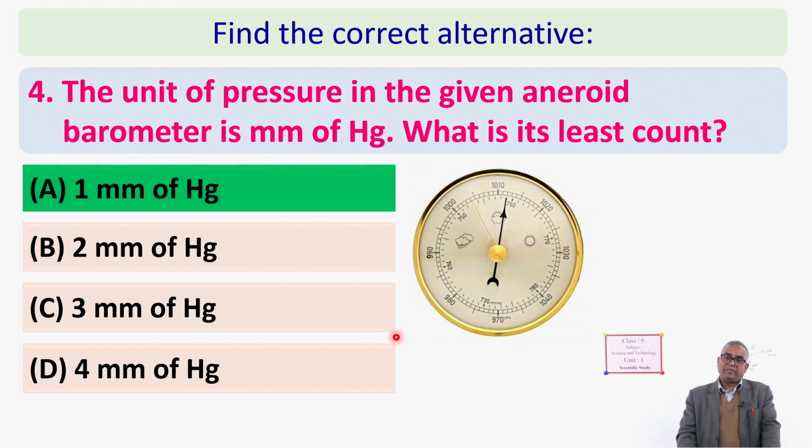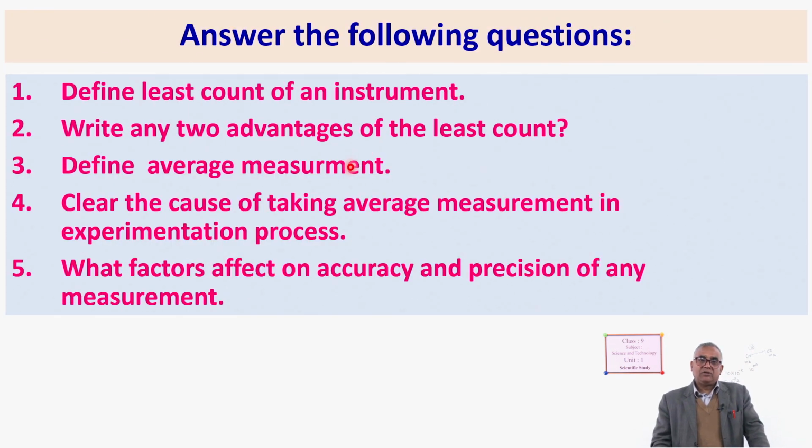Okay. Now, here are a set of questions which you have to copy. Define least count of an instrument. Write any two advantages of the least count. Define average measurement. State the cause of taking average measurement in the experimentation process. What factors affect the accuracy and precision of any measurement? Okay. So, you will write the answers to these questions in your copy, and then you will show the work to your teacher.